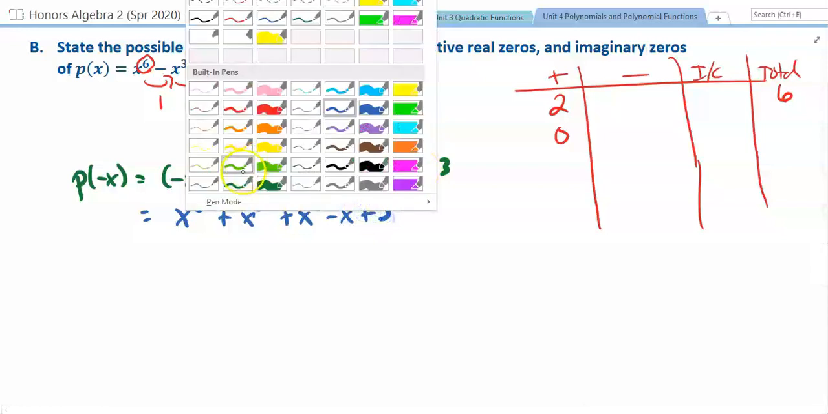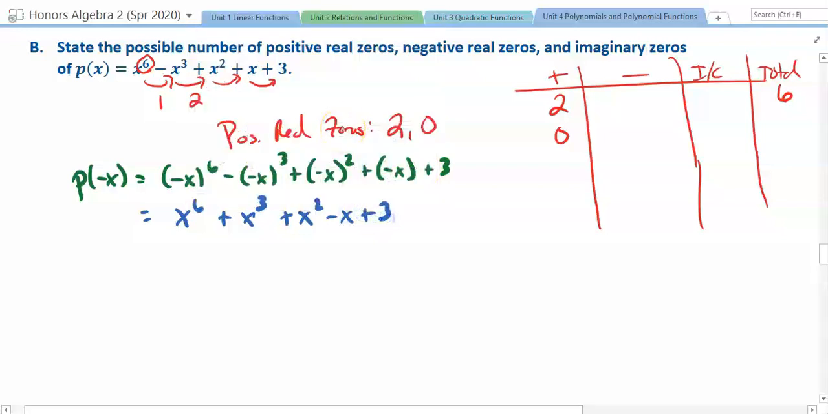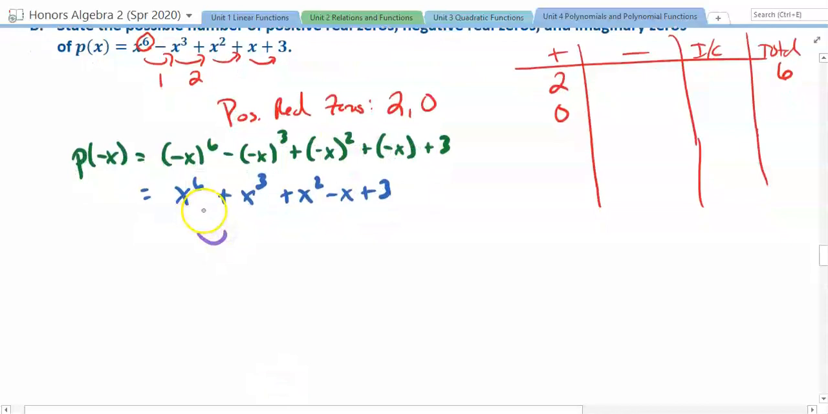And so let's check out our signs here. Positive, positive is not a sign change. Positive, positive, still not a sign change. Positive to negative, that's our first sign change. And negative to positive is our second sign change. And so how many negative real zeros might I have?